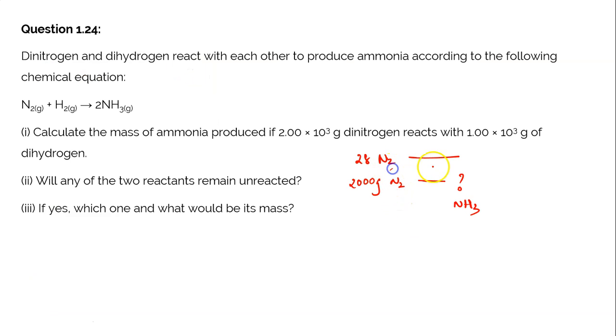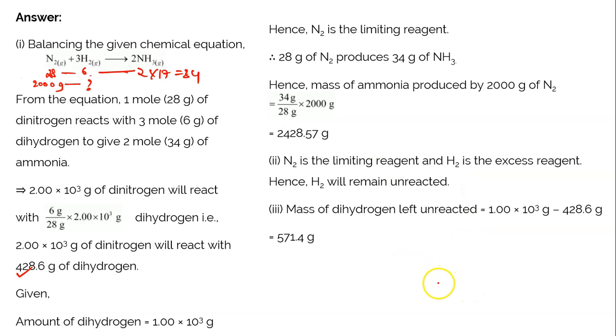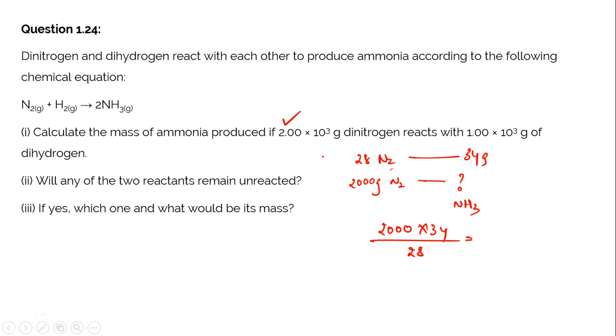So here 28 grams of nitrogen, as per the balanced chemical equation, is giving me 34 grams of what? 34 grams of ammonia. So now as per the given data, if I react 2000 grams of nitrogen, how much ammonia will be produced? Cross multiply: 2000 into 34 divided by 28. When you simplify, the mass of ammonia that's going to be produced is 2428.57 grams. So this is the mass of ammonia. Now we have solved the first part of the question.